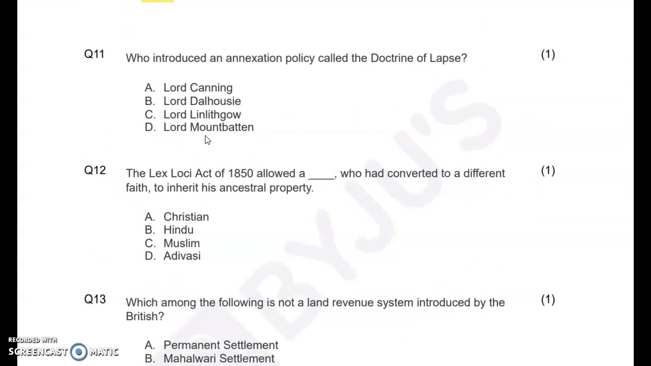Who introduced an annexation policy called Doctrine of Lapse? I think everybody can answer this question. This is very, very easy. Answer is B. Lord Dalhousie. Lord Dalhousie introduced an annexation policy called Doctrine of Lapse. The policy specified that the East India Company would take over any province that was in a subsidiary alliance if the ruler of the province did not leave behind a natural heir.